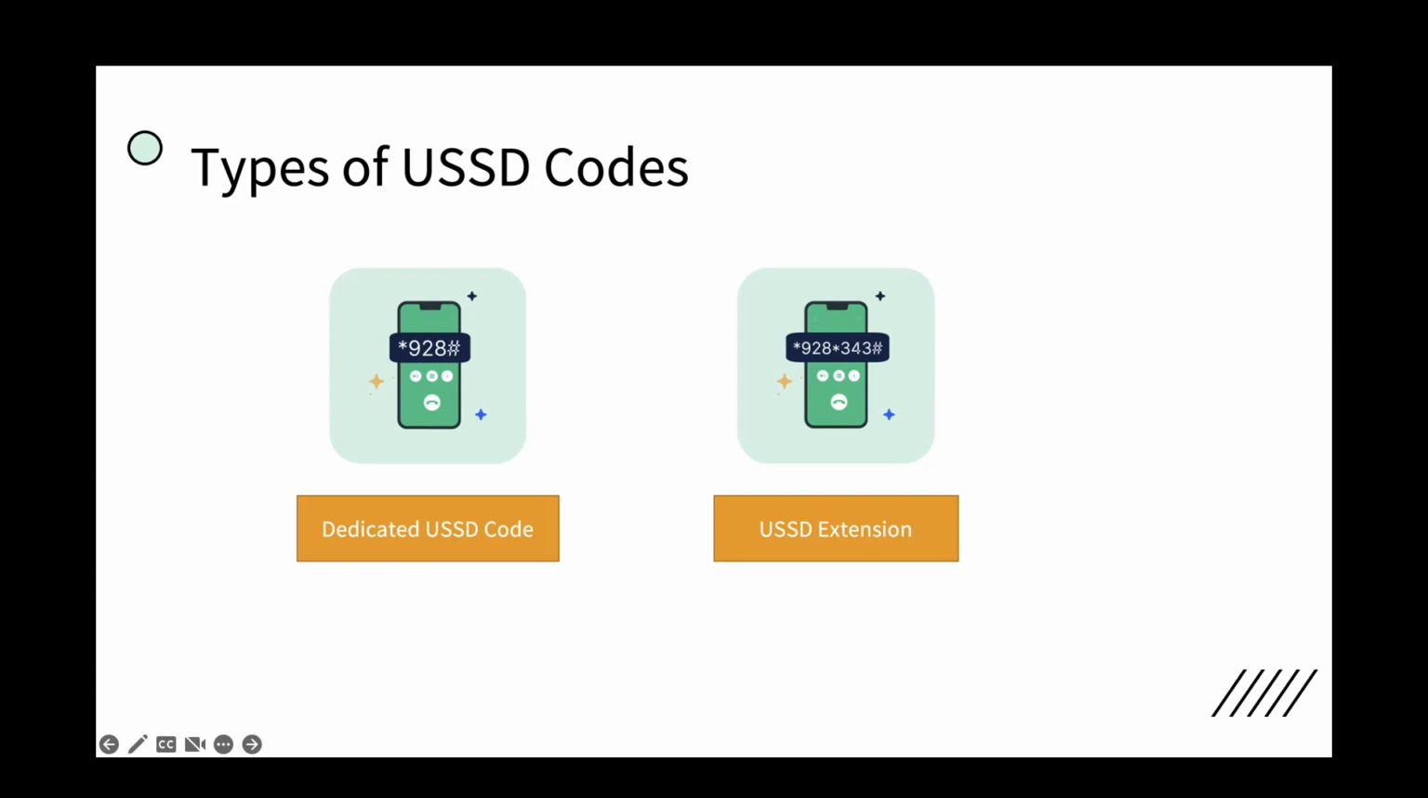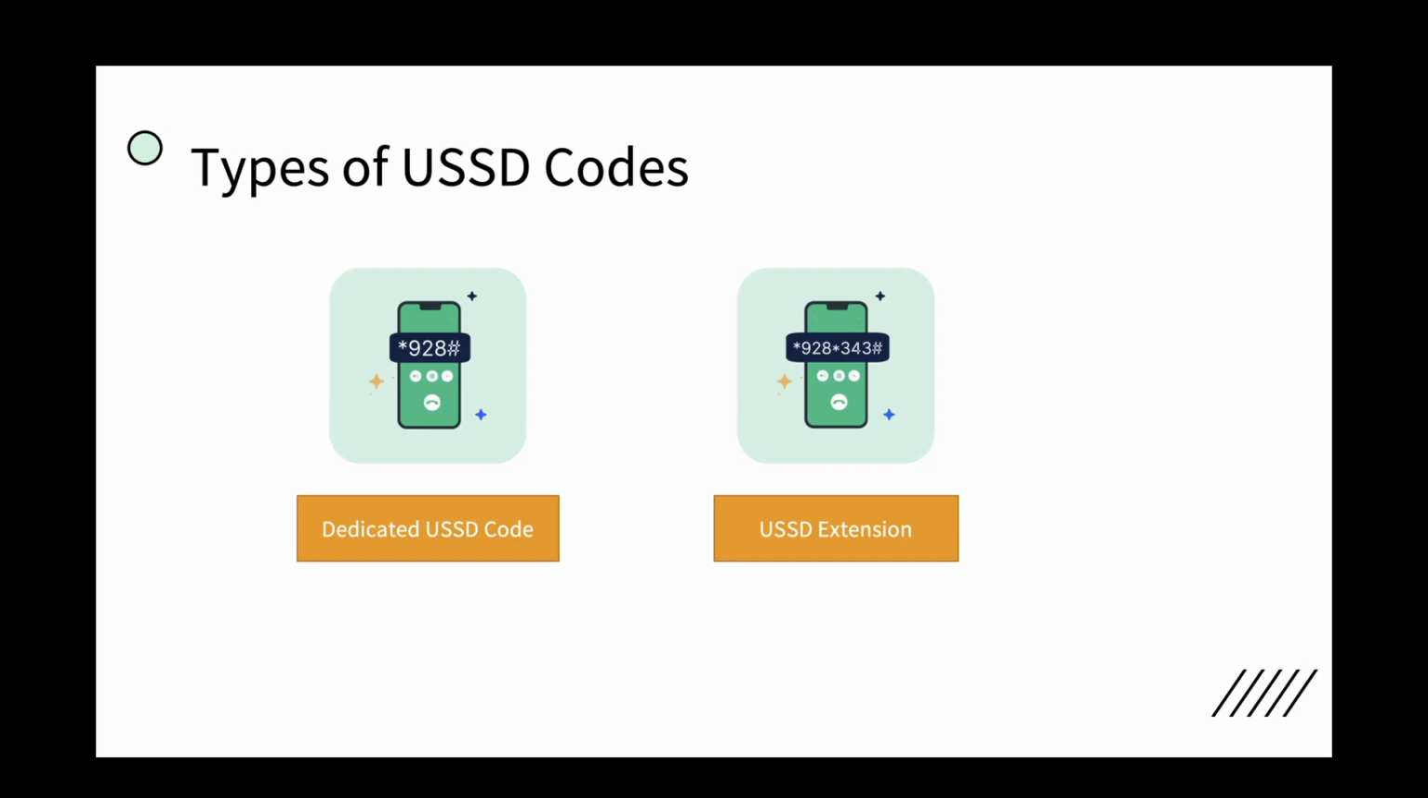So we have different types of USSD codes. There's the dedicated code, and then there's the USSD extension. Most of the time, dedicated codes are used by large organizations. They don't want to share the number with anyone, so that code is unique to them. And then we have the USSD extension. Now, there are some dynamics involved in this USSD extension, but I won't go into details.